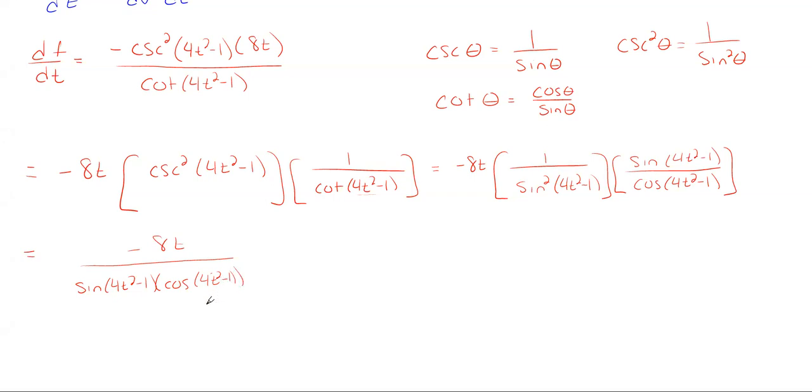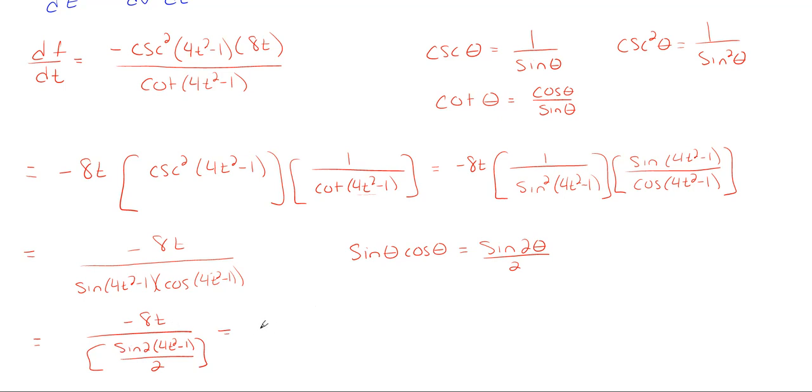Well, that is still a fraction there, so not quite there just yet, but we can apply another trig identity in order to try to get rid of this fraction. So the sine of theta times the cosine of theta, which is essentially what I have here if I take theta as 4t squared minus 1, is equal to the sine of 2 theta all divided by 2. So let's go ahead and plug this in with this identity. So we would have minus 8t all divided by sine of 2 times 4t squared minus 1, all divided by 2.